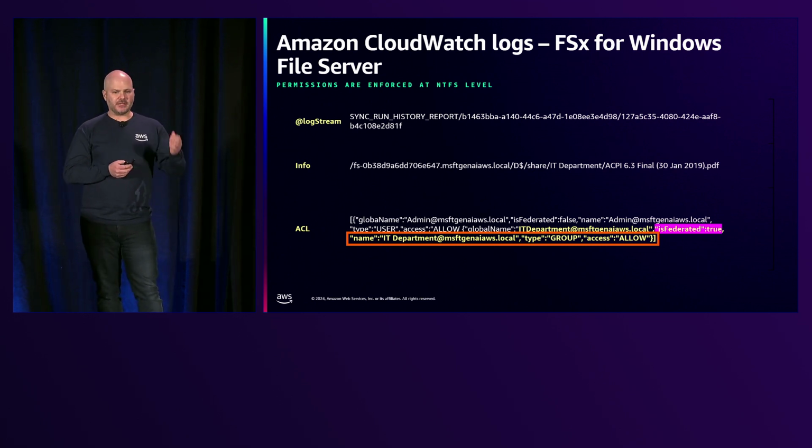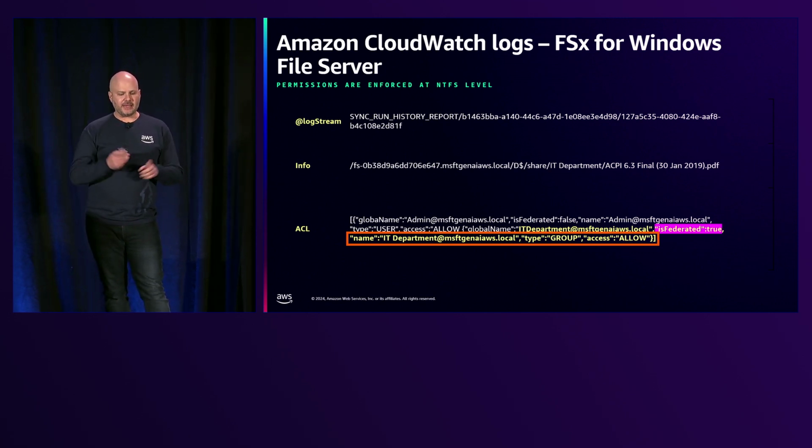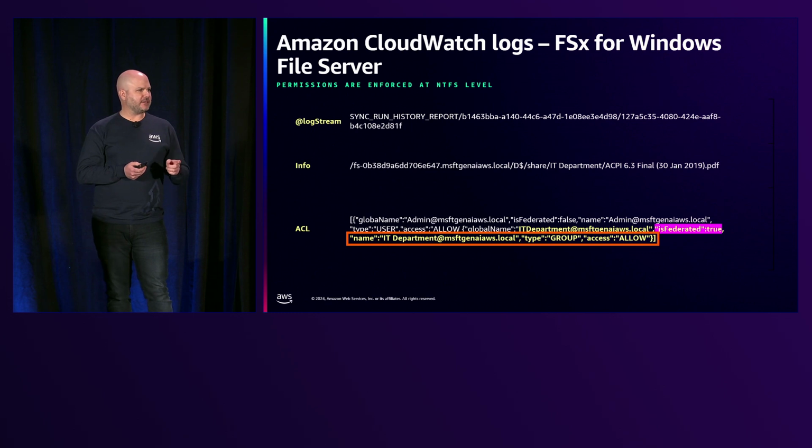But the really interesting part is at the bottom in the ACL section. What we see here is that the IT department group from Active Directory is allowed access to this file. The "is federated equals true" part highlighted in pink is important here because it shows that the group was synchronized into AWS IAM Identity Center.